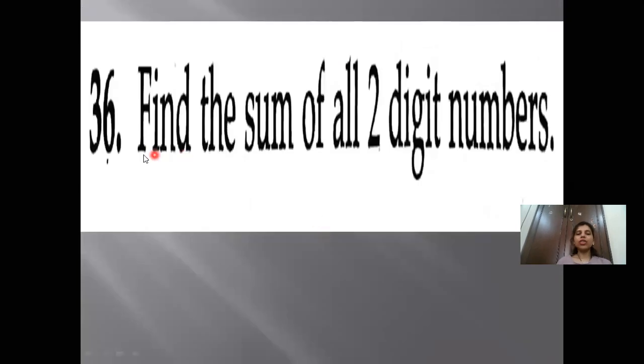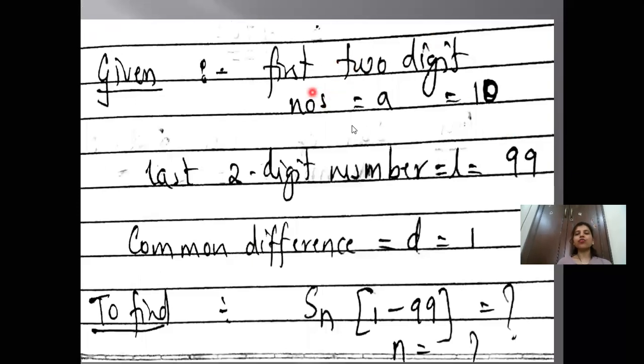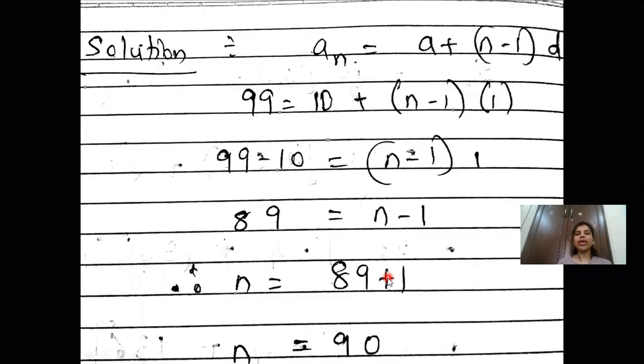Now the next question, it said, find the sum of all 2-digit numbers. So all 2-digit means it is starting with 10 and ending with 99. Okay, and the common difference is 1. So easy for you to do that. So first 2-digit is 10. The last 2-digit number is L is equal to 99. Common difference is 1. You have to use the formula for Sn.